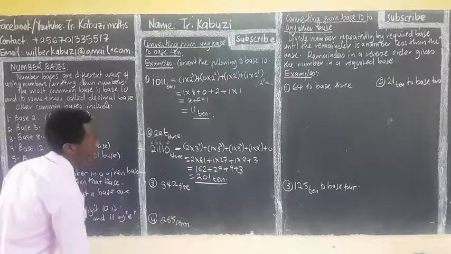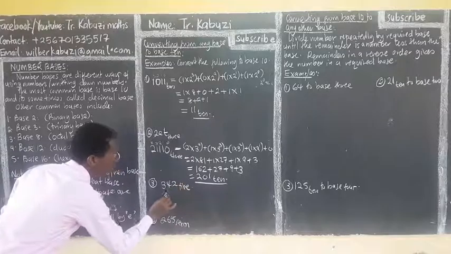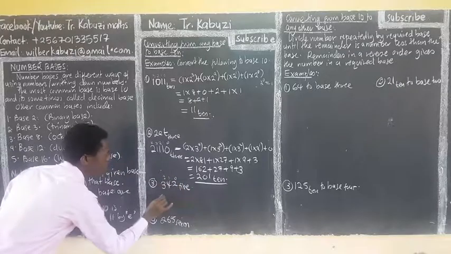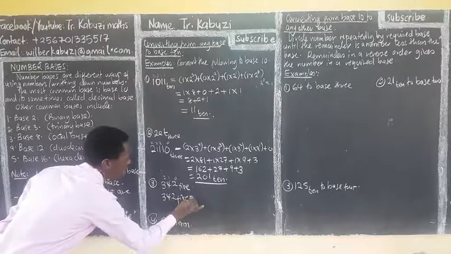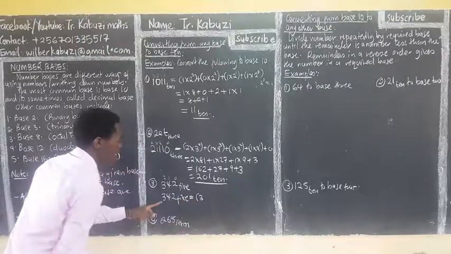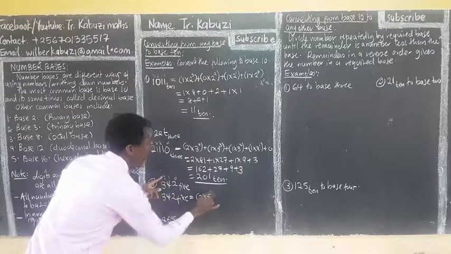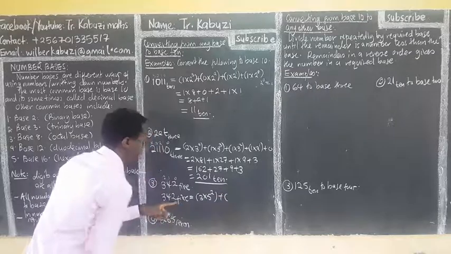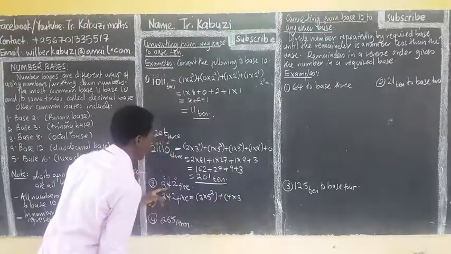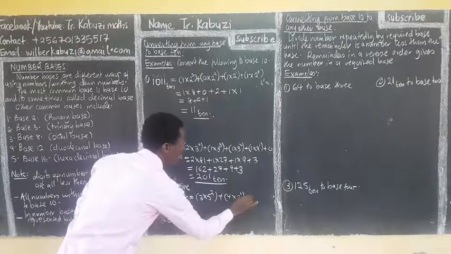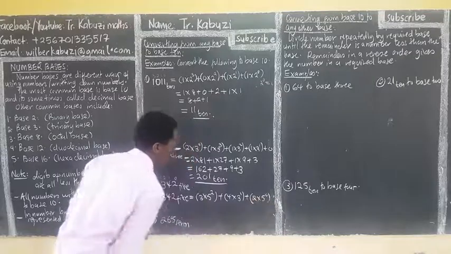How will you handle this? You will say this will give it powers 0, 1, 2. So now 342 base 5 will be: the first is 3, times the base, which is 5, power 2. Then plus the next, which is 4, times the base power 1. Then plus 2 times 5 power 0.